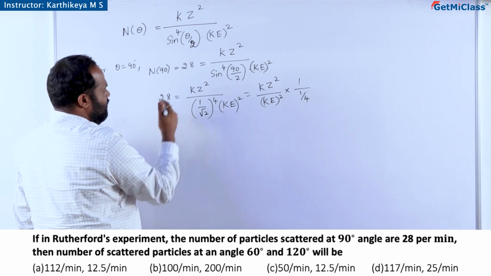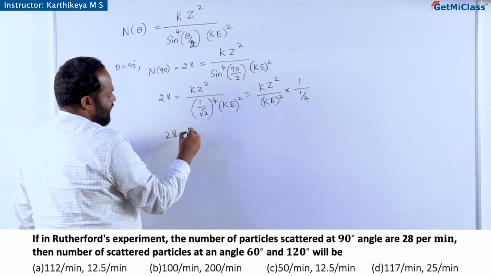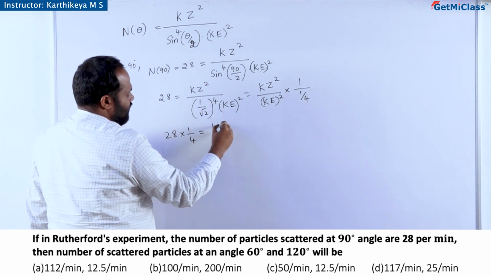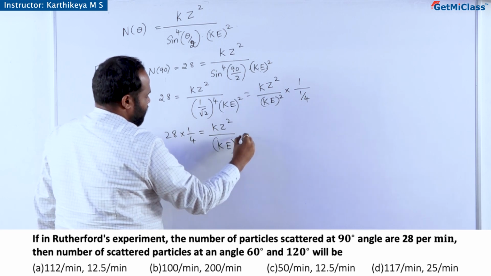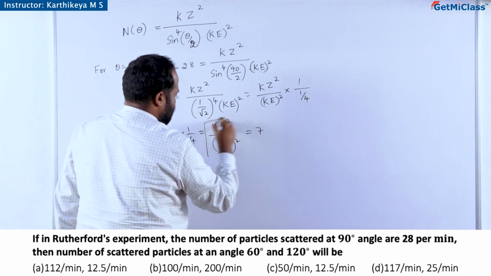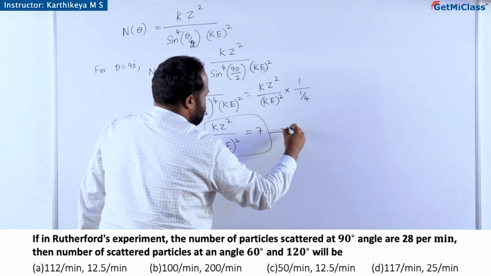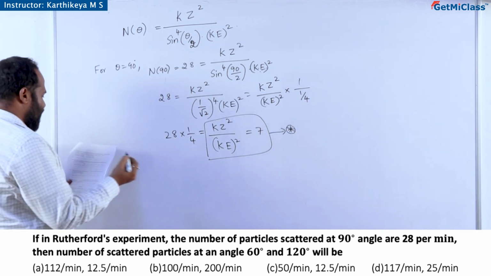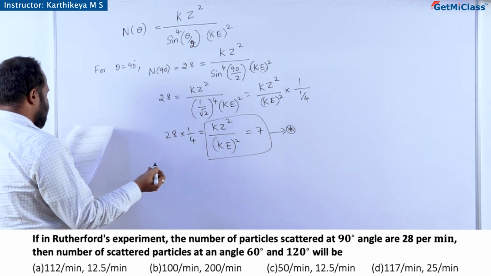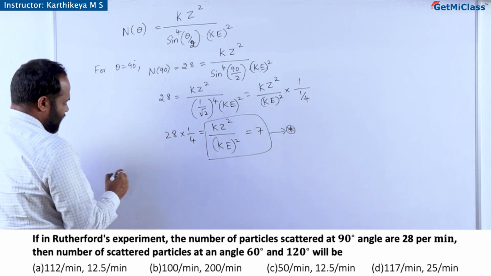So that gets multiplied here. 28 into 1 by 4 is kZ square by KE whole square, which is 7. This is our equation star. Okay. Now for angles 60 degree and 120 degree.